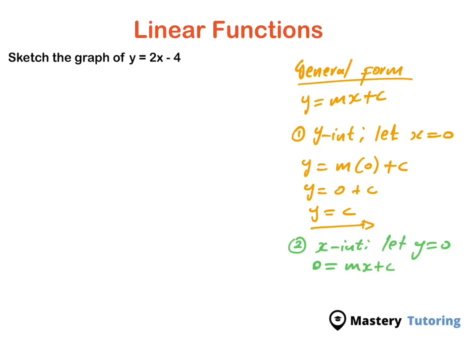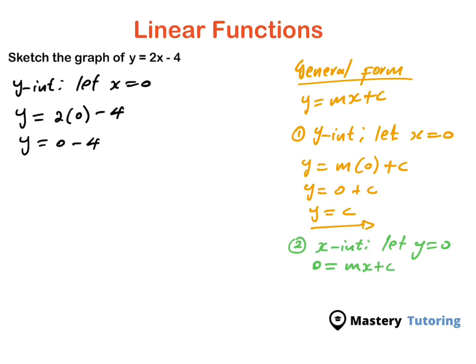Now let us solve this question. We're going to start with the y-intercept. We let x be equal to 0, so y is equal to 2 times 0 minus 4. If you multiply 2 with 0, you get 0, and 0 minus 4 is minus 4. So the answer is y equals minus 4.